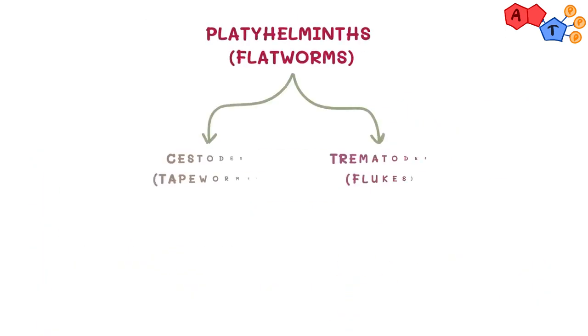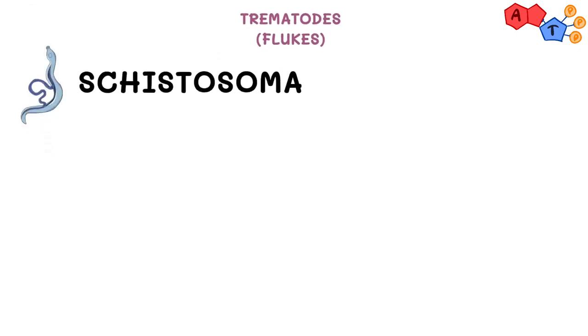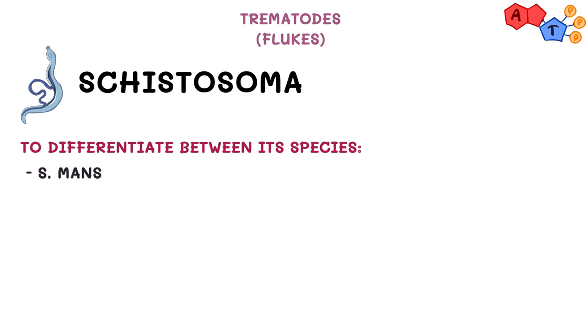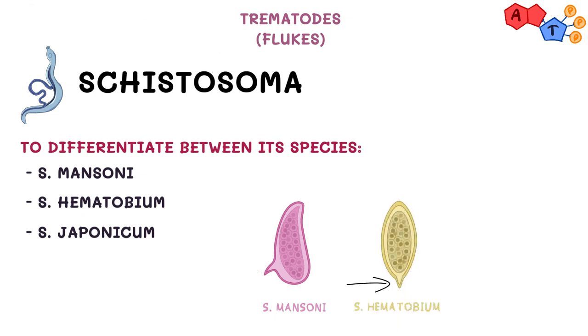Next, we're going to talk about trematodes, or flukes. We'll be talking about Schistosoma and Clonorchis sinensis. Starting with Schistosoma, it's important to differentiate between three species of Schistosoma, which are Schistosoma mansoni, Schistosoma hematobium, and Schistosoma japonicum. We use their eggs to differentiate between them. So, Schistosoma mansoni egg has a lateral spine, whereas Schistosoma hematobium has a terminal one. And lastly, japonicum does not have a spine.